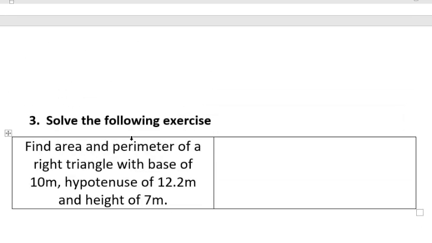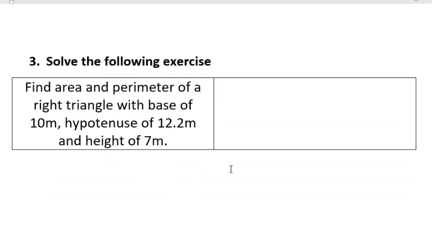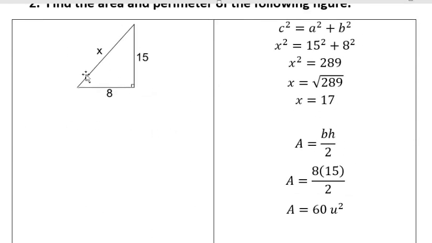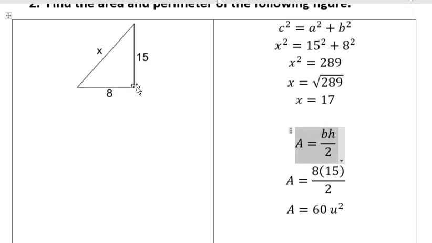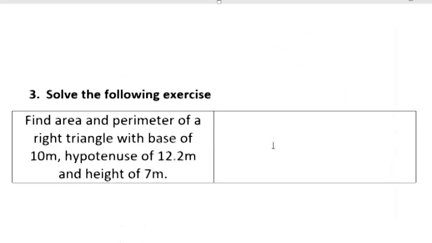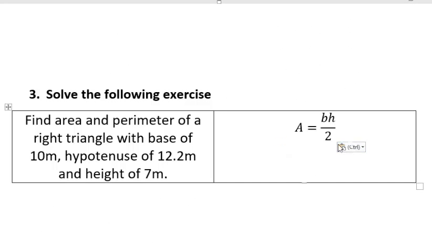It says find the area and perimeter of a right triangle with a base of this, hypotenuse of this, and height of this. So it's a right triangle, kind of like the previous one. When we say hypotenuse, we're talking about the diagonal side of the triangle. I'm going to copy from here the formula for the area of a triangle. It will be base times height divided by 2.